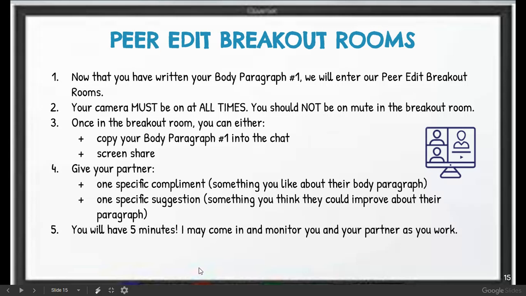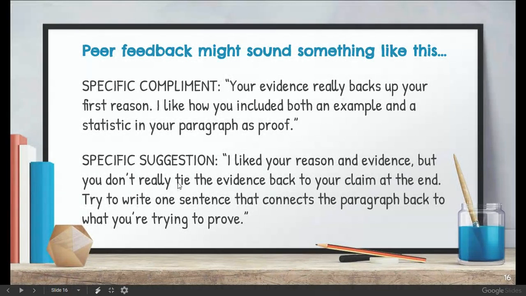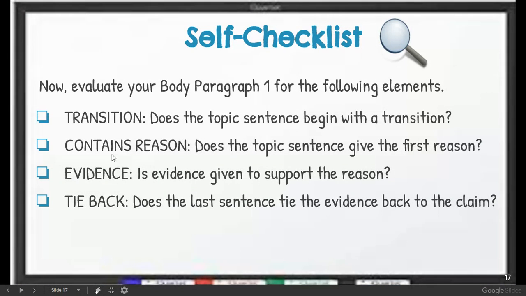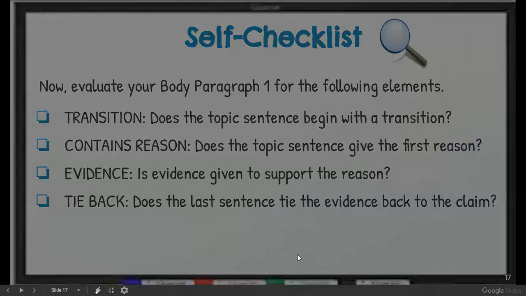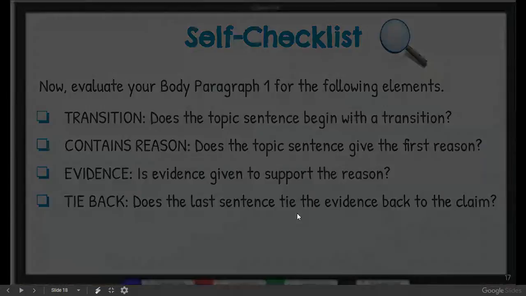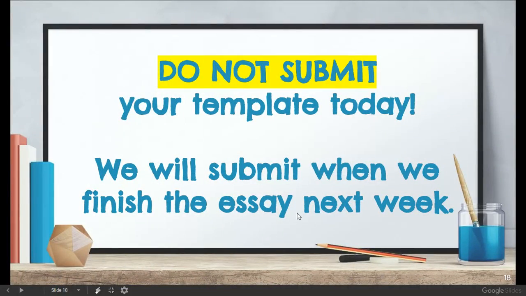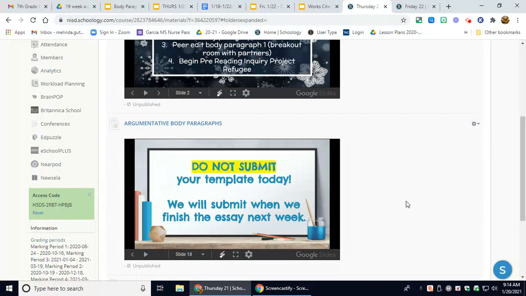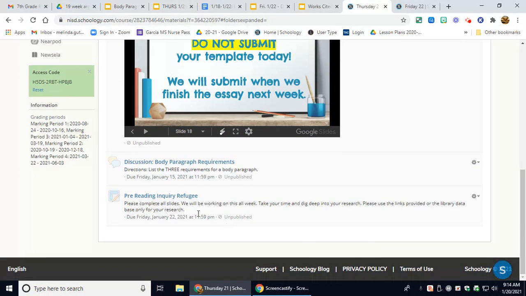I'll put you in a breakout room with somebody else who is done. You will use this checklist to edit your peers' paragraphs. You are to start with a compliment, and then you are to offer a suggestion. Okay, so when we are done with that, make sure you don't submit it because we're going to be working on it all week long.